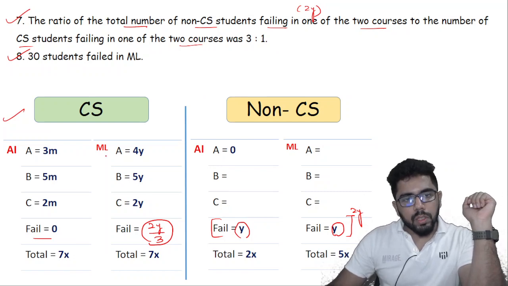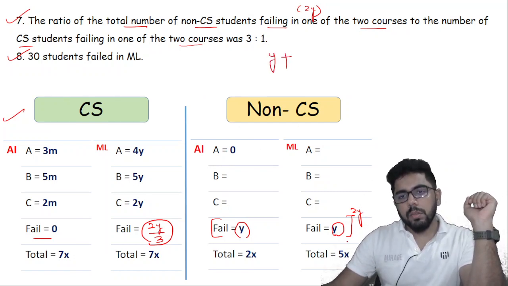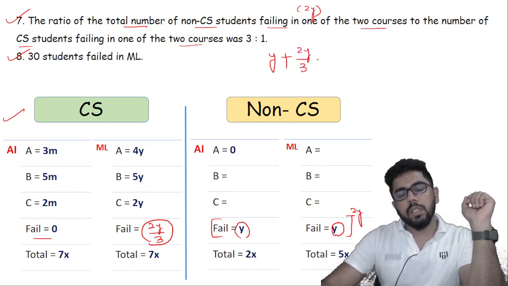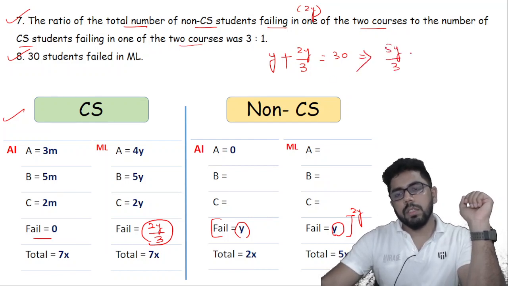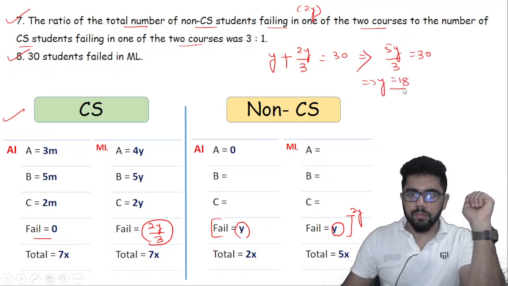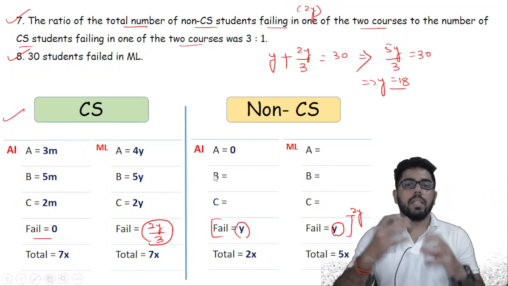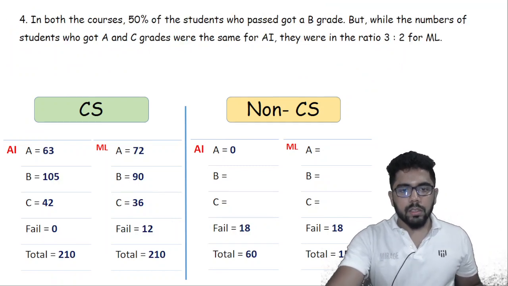So how many students failed in ML, CS and non-CS? If I combine, I get y failed in ML from the non-CS department and 2y by 3 failed in ML from the CS department. This is equal to 30. So I get 5y by 3 is equal to 30, which gives me y is equal to 18. Okay, I got the value of y. So I can easily put down whatever values I have here.